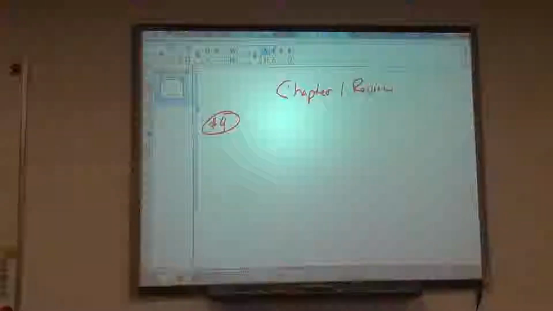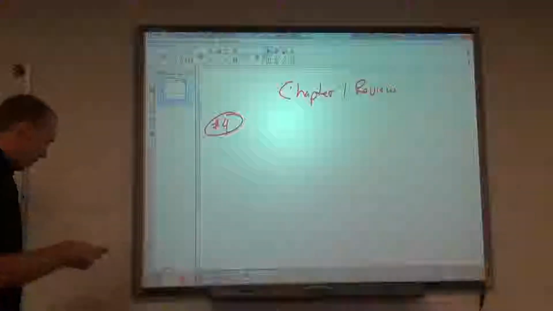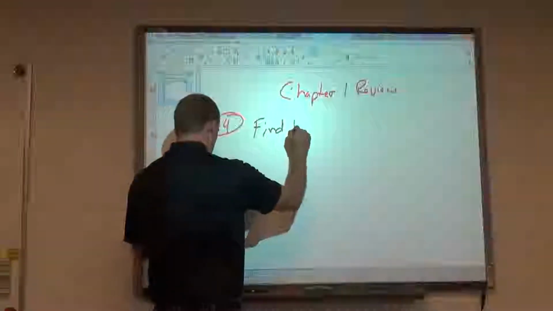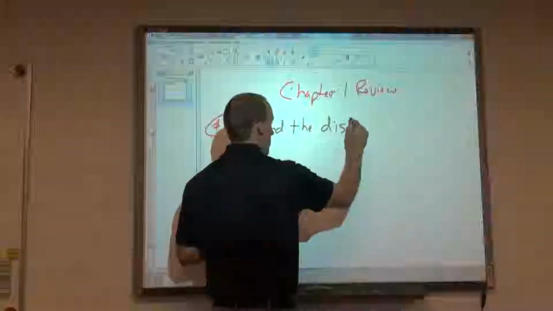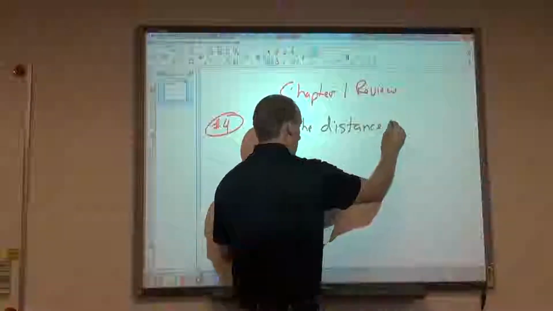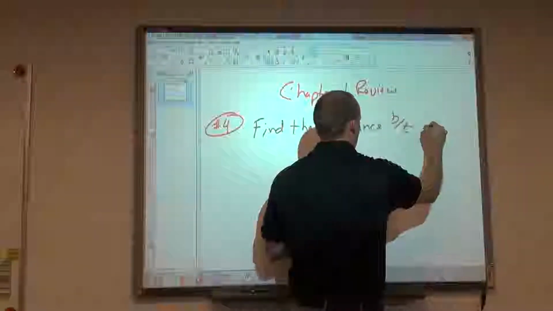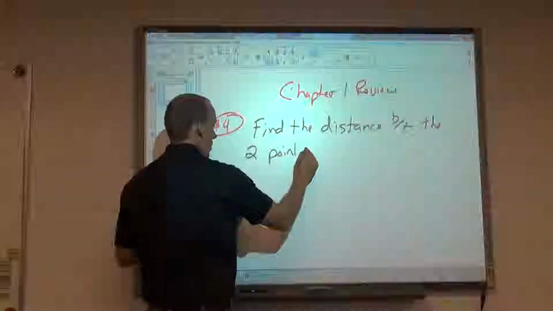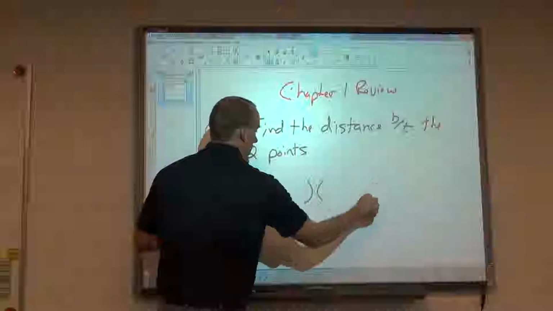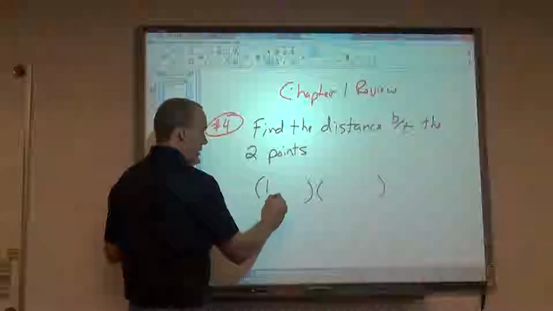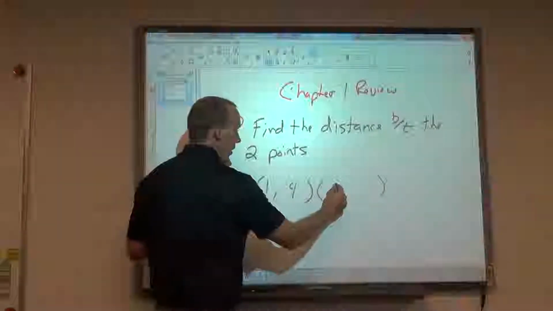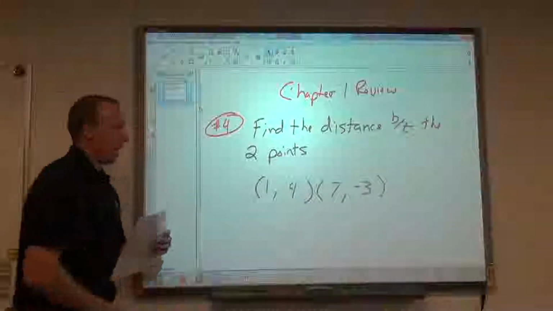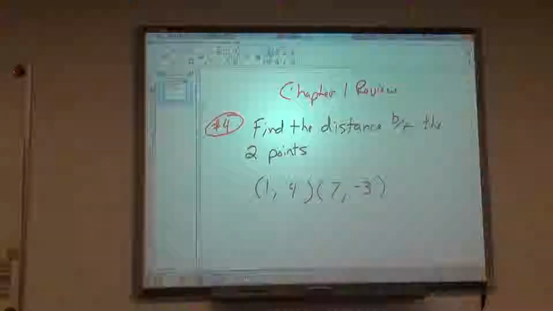All right, we did numbers 1, 2, and 3 already, so next question here is find the distance between the 2 points. Let's just pick some random points here. Let's go 1, 4, and 7, 3. Oh man, let's go -3. Okay, find the distance between those 2 points.